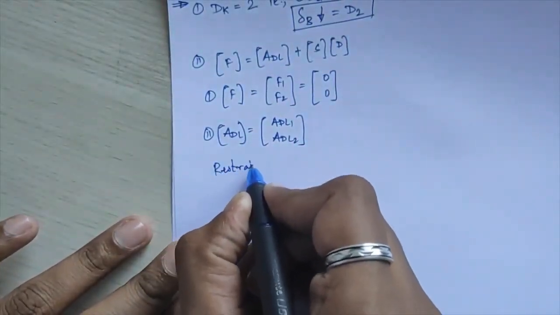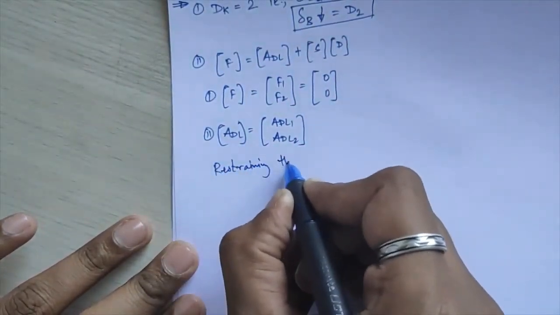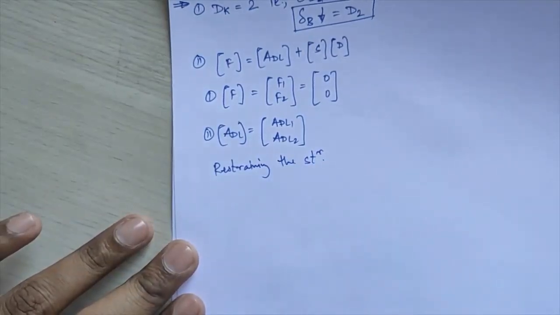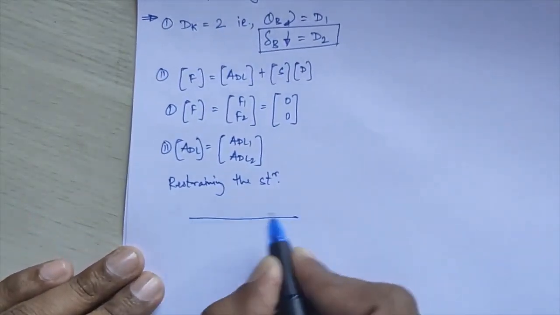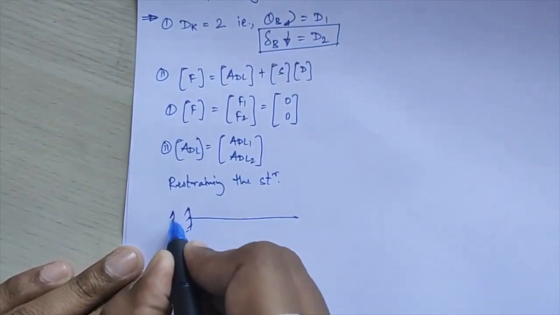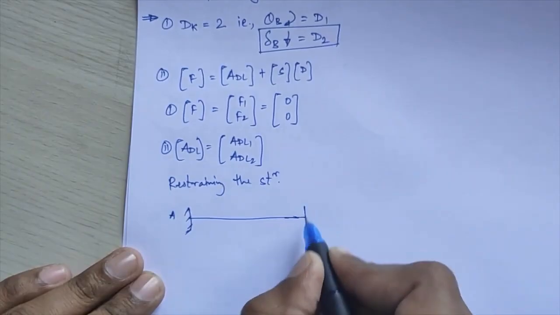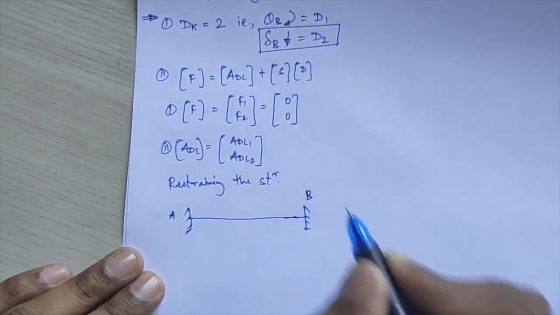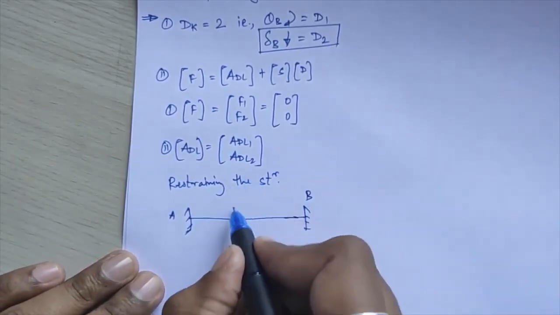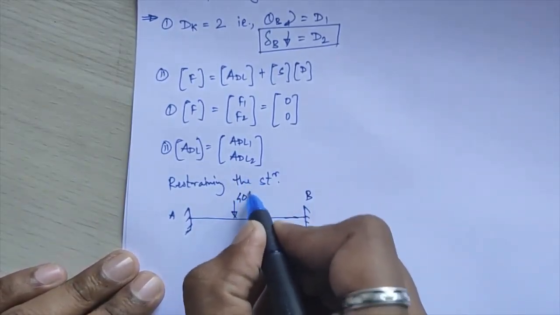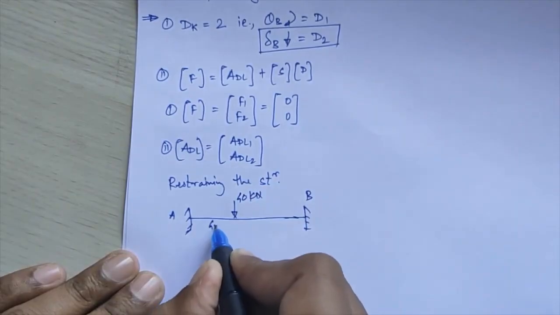restraining this structure. Okay, so for that I'm having this AB member, and in that I'm restraining both joints A and B with the given loading as it is, that is 40 kilonewton at 4 meter and 6 meter apart.